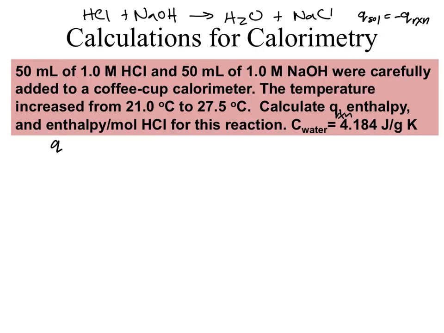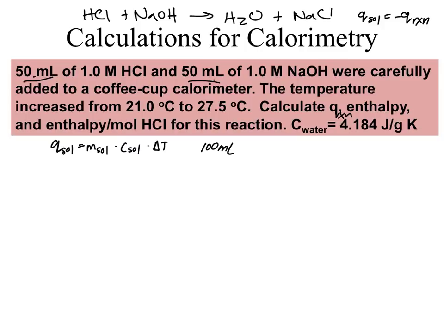So our Q of our solution is what we're going to be calculating initially in order to figure out our Q of reaction. Now, there's a few assumptions we're making here, just like we have in other problems. Okay, so first of all, guys, we are assuming that the 50 mils of each of the reactants is going to basically sum to a total volume of 100 milliliters. Okay, so we have 100 milliliters because 50 and 50 give us 100 mils.